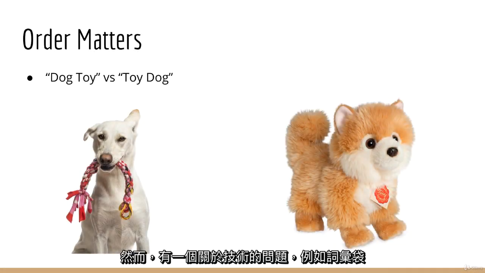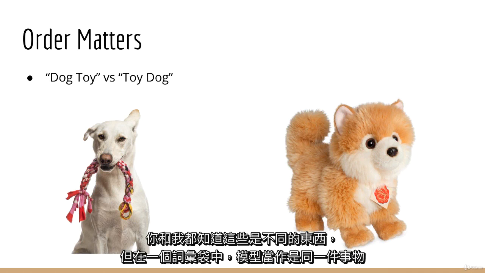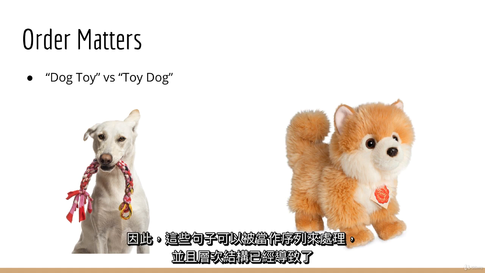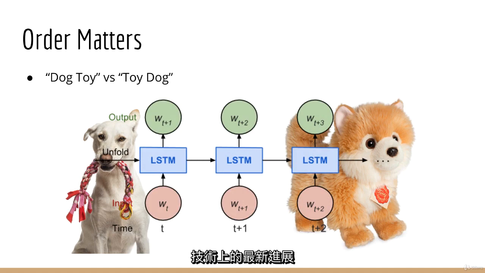However, there is a problem with techniques like bag of words. Consider the phrases dog toy and toy dog. You and I know that these are different things. But in a bag of words model, order doesn't matter, and so these would be treated the same. Modeling sentences as sequences and as hierarchies has led to state-of-the-art improvements over previous go-to techniques.